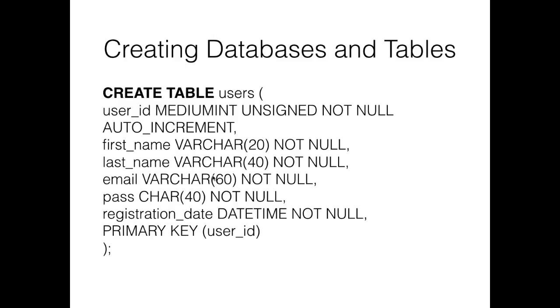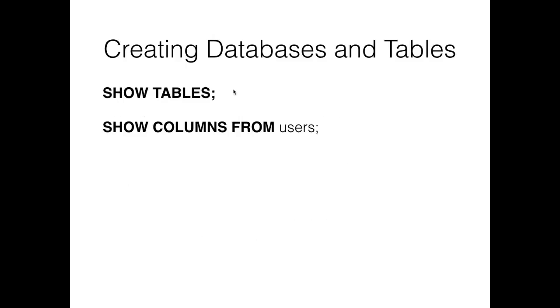Okay, email, varchar 60, variable characters, 60 characters, not null. Password, character, 40, not null. And then registration_date happens to be of type datetime and not null. And the primary key is user_id. That means the key that we're going to use to look up data, the thing that's going to have unique values, is the user ID. Okay? Next.